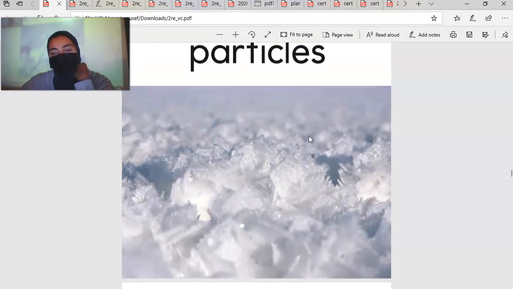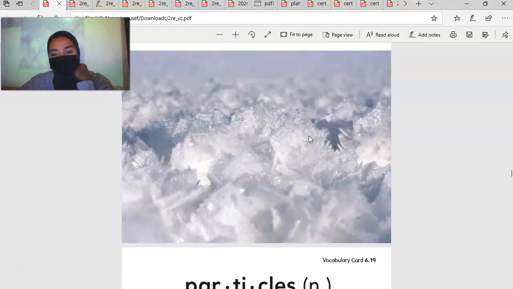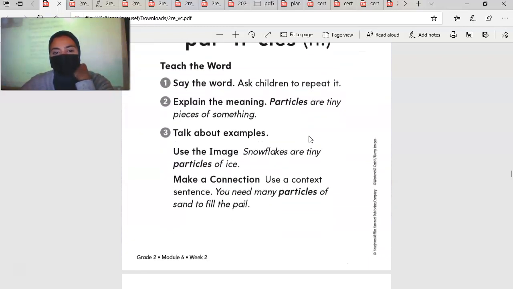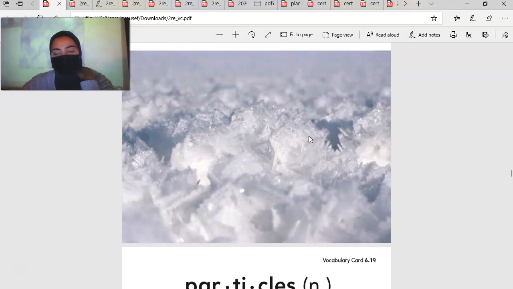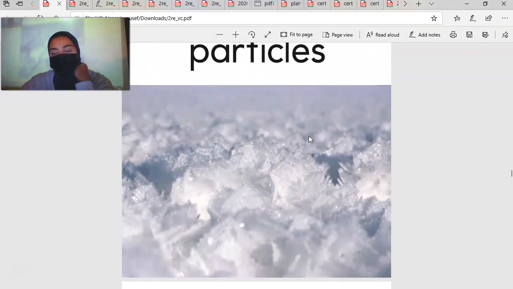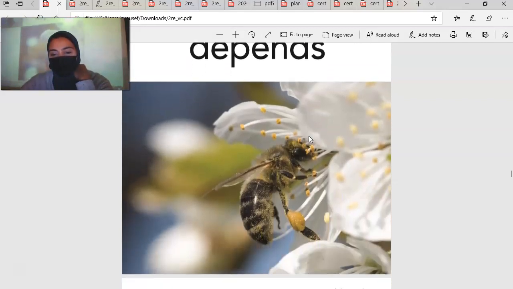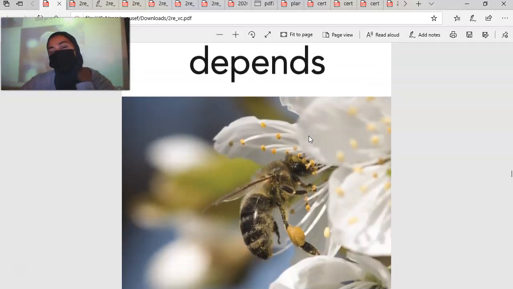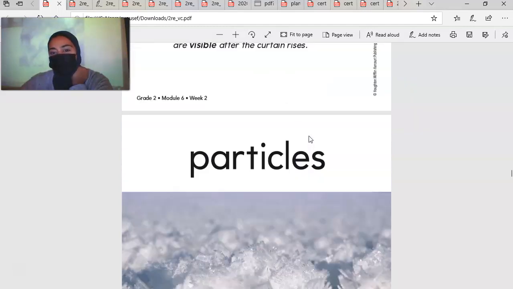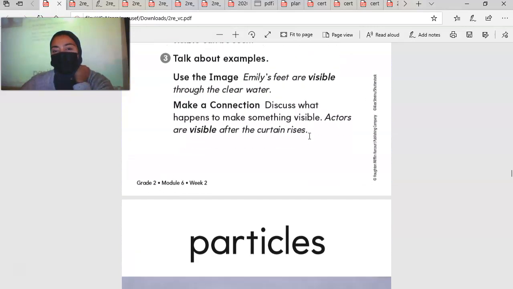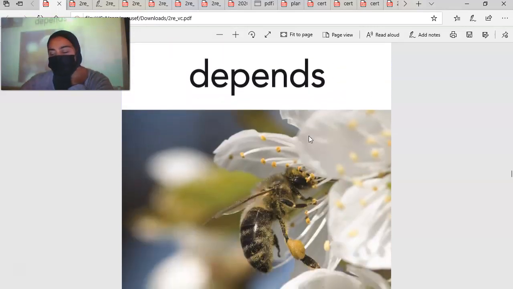The next word is particles. In this picture, in the snow, particles are tiny pieces of something. There are tiny snowflakes in the snow, and those are particles. Tiny pieces are particles. I would pay attention because normally after this we do a vocabulary activity, and you have no idea how to do it because you're not paying attention on the vocabulary part, okay? So again, particles are tiny pieces of something. Visible is being able to see something.